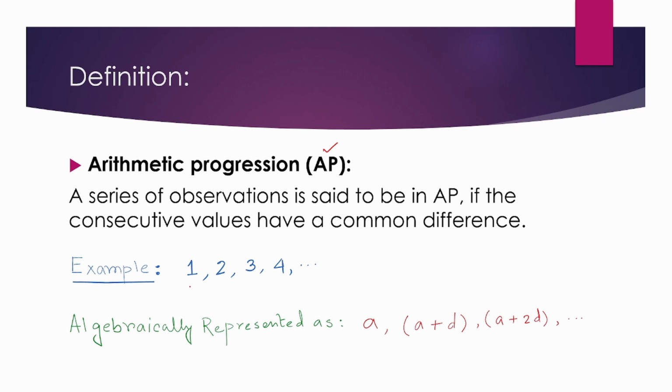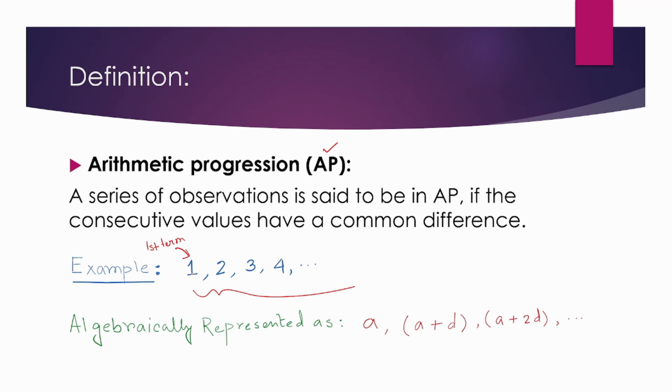Here we can see the first term of this series. You can see this is a series, right? 1, 2, 3, 4, 5 and so on. So this is a series of observation. And you can see the first term of this series starts with 1. So this is the first term, right? So what is the second term? The second term is 2, third term is 3, fourth term is 4 and so on, right?